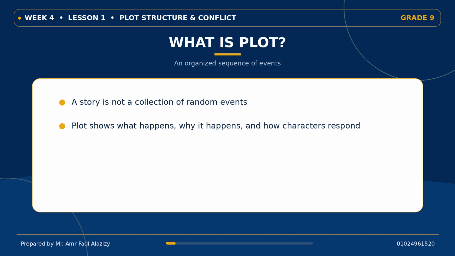A story is not simply a collection of random events. Most stories follow an organized structure. This structure is called the plot. The plot is the sequence of events in a story. It shows what happens, why it happens, and how the characters respond.